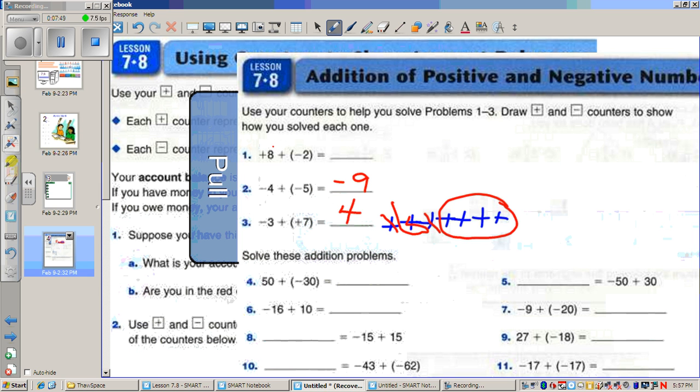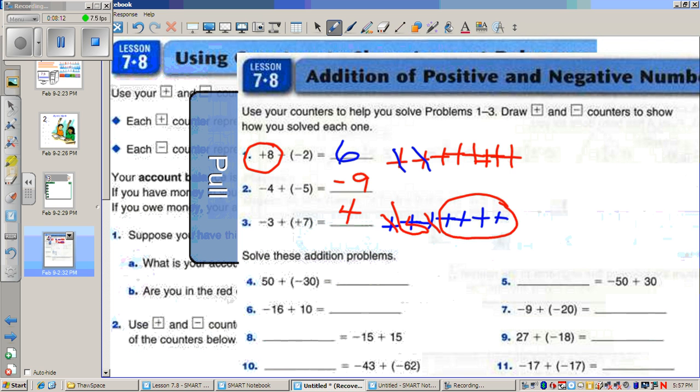Okay, again, I have more positives than I have negatives, but if I write 1, 2, 3, 4, 5, 6, 7, and 8. And this time, if I cross off 2 of them, how many am I left with? 1, 2, 3, 4, 5, 6. So I'm left with 6 positive.